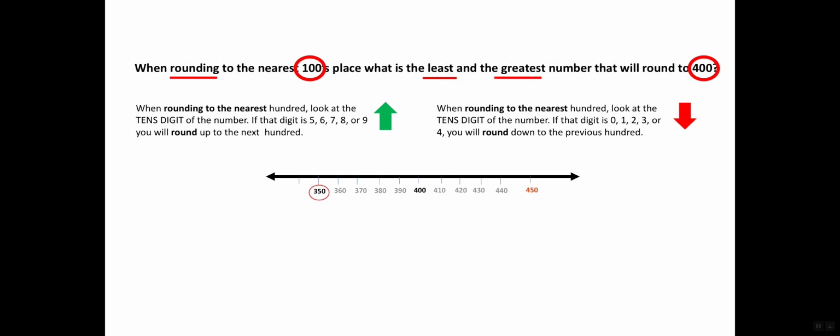But when we look, there's more numbers between 440 and 450. Those numbers are 441, 442, 443, 444, 445, 446, 447, 448, and 449. Note, all of those numbers have a 4 in the tens digit, or the tens place. So the largest number, or the greatest number, that will round to 400 is 449. The least is 350, and the greatest is 449.